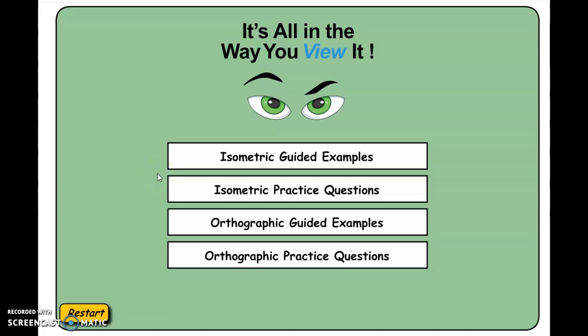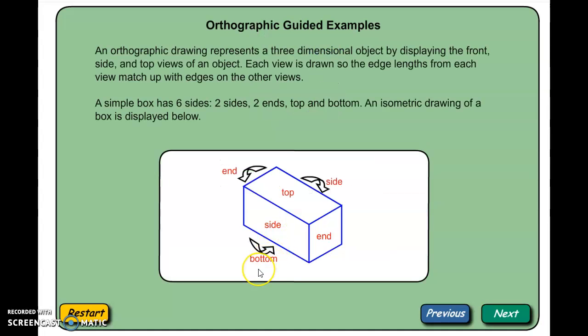Okay friends, we are back to look at the orthographic part of our examples. So let's look at their guided examples. An orthographic drawing represents a three-dimensional object by displaying the front, side, and top view of an object.